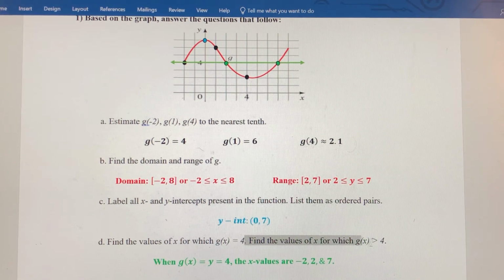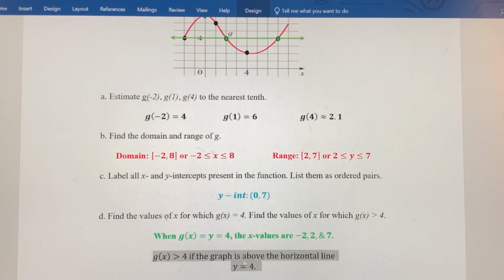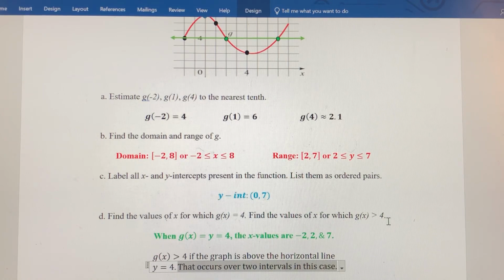this next question is a little bit more complicated. Find the values of x for which g of x is greater than 4. Okay, so what that means is if this is where y or g of x is equal to 4, for it to be greater than 4, we're going to be above this line, okay? So we've got two intervals here where that's going to be the case. We've got this interval, we've got it above the line y equals 4. Okay, there's going to be two intervals where that's the case.